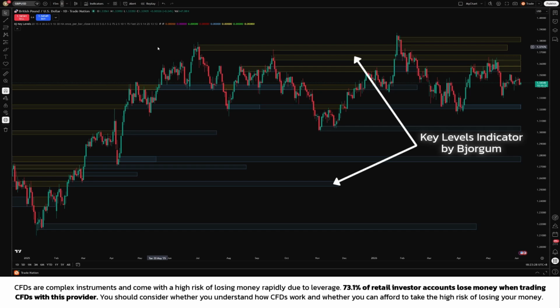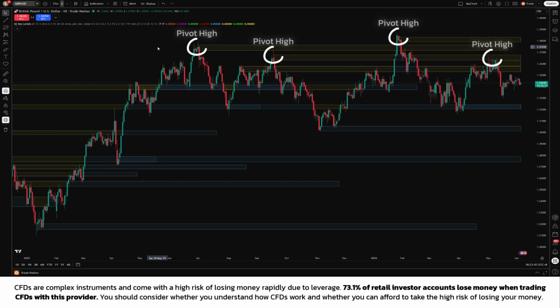Bjorgum's Key Levels Indicator is built to map important support and resistance zones directly on the chart, then show how price reacts when those areas are tested, broken, or reclaimed. Rather than plotting a horizontal line from every minor swing, the indicator waits for confirmed pivot highs and pivot lows. It uses a look left and look right method, so a level is only created after price has formed a meaningful turning point. This helps reduce noise and gives the chart a cleaner structure to work from.